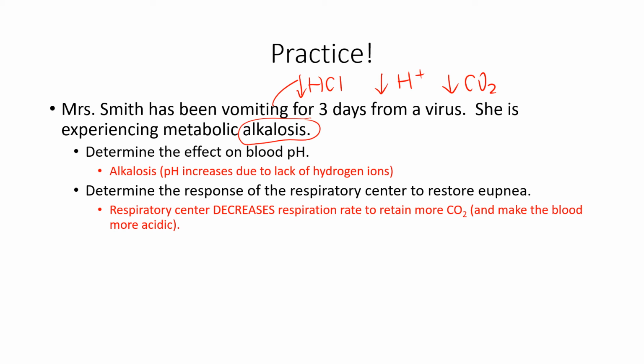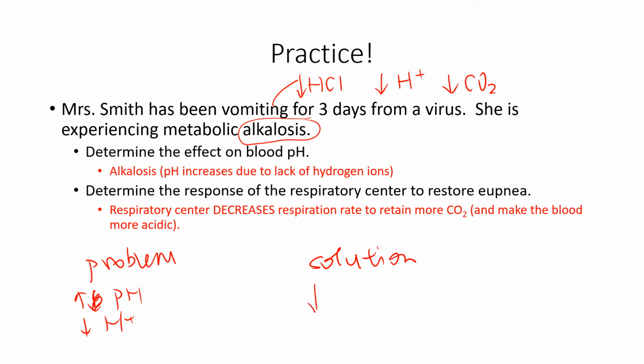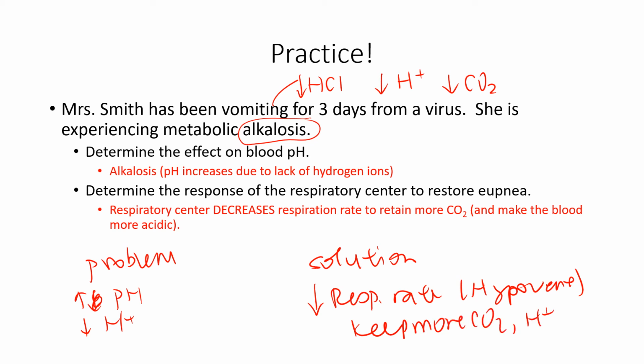All right, so in this situation, alkalosis means that we have less hydrogen ions, and that is our problem. Low pH, high pH, low amount of hydrogens. Our solution or compensation is what we're looking for. And the way to maintain more hydrogens in the bloodstream is to decrease respiration. Okay, so if the respiration rate will lower through hypoventilation, that means we keep more CO2 and in turn more hydrogen ions. All right.